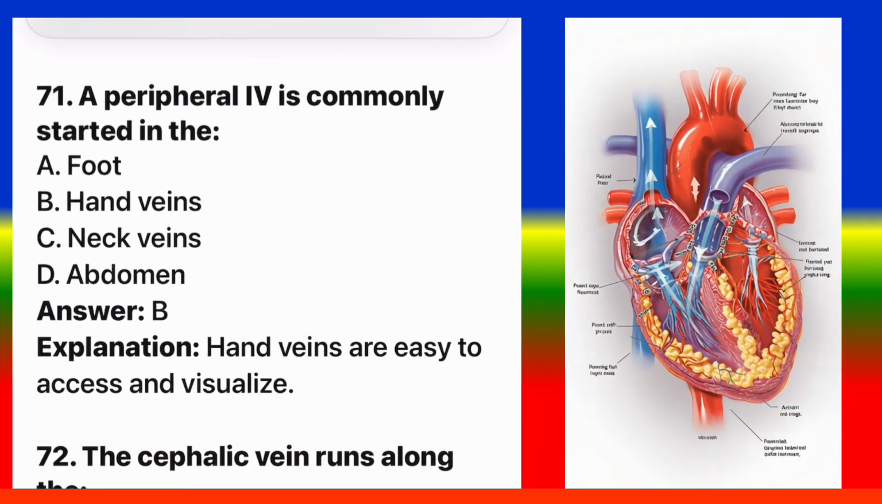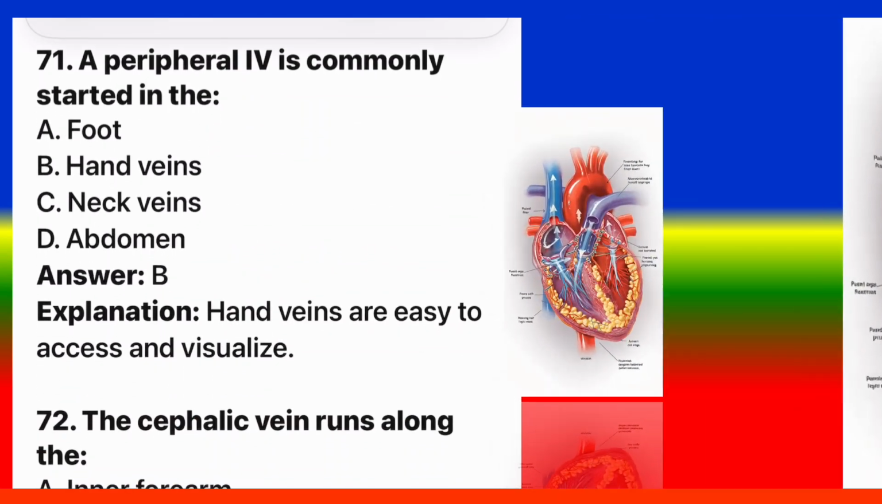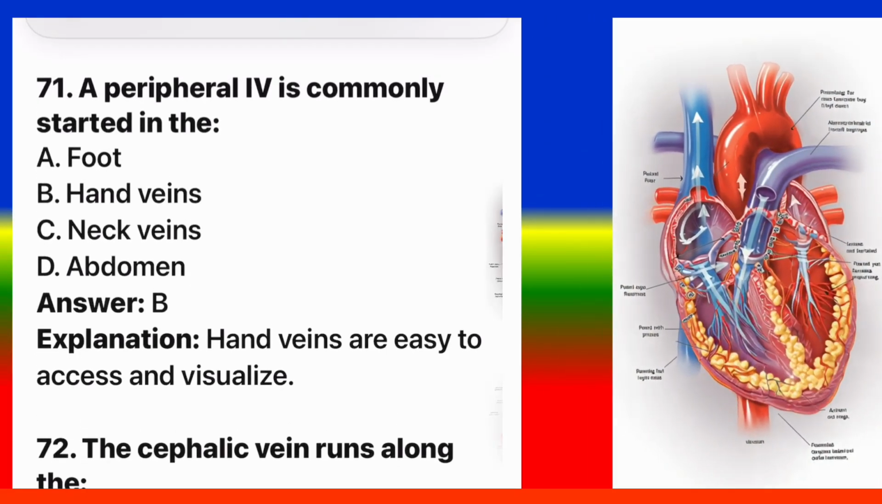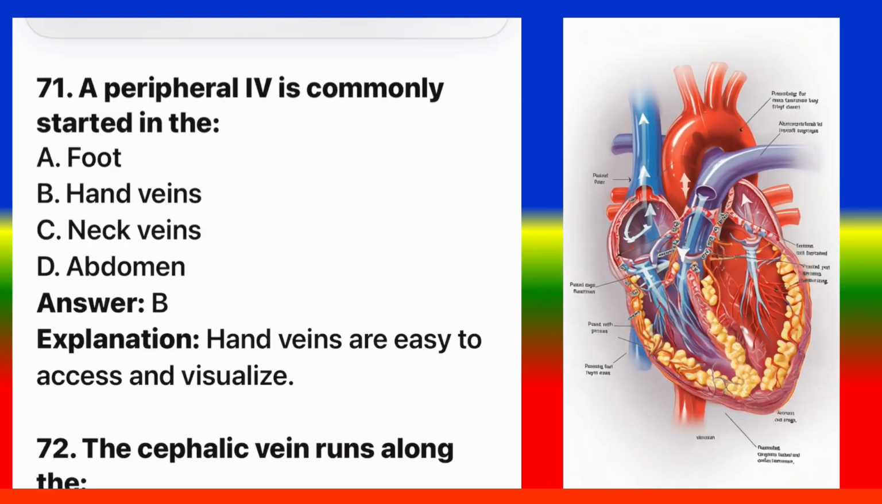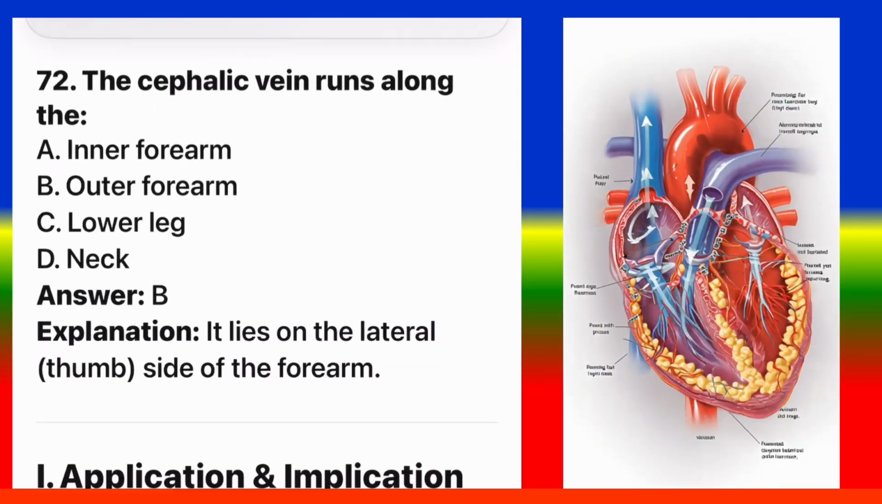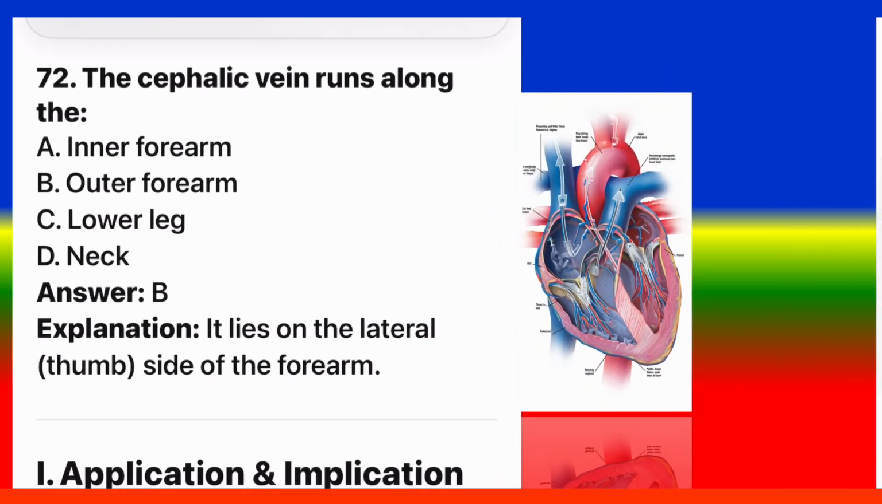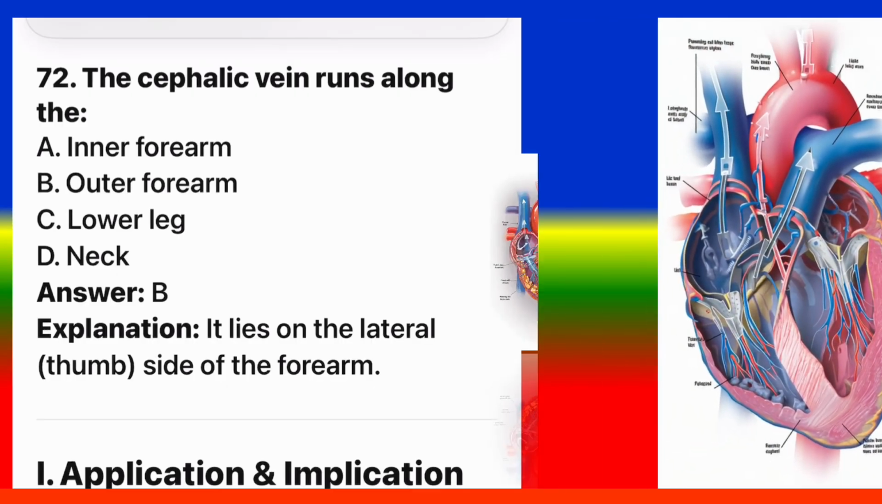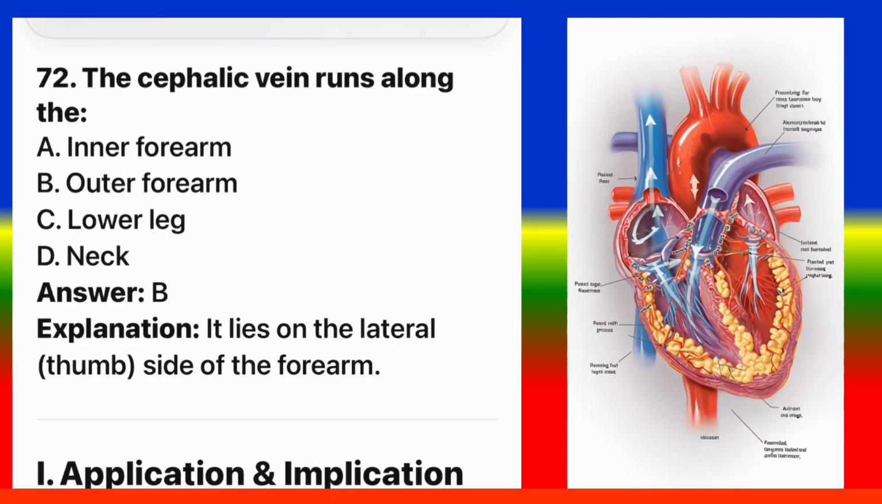71. A peripheral IV is commonly started in the: A. Foot, B. Hand veins, C. Neck veins, D. Abdomen. Answer: explanation: hand veins are easy to access and visualize. 72. The cephalic vein runs along the: A. Inner forearm, B. Outer forearm, C. Lower leg, D. Neck. Explanation: it lies on the lateral side of the forearm.